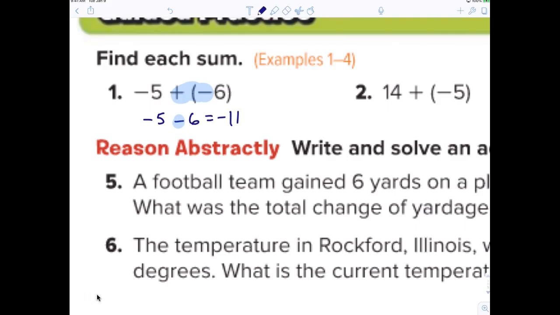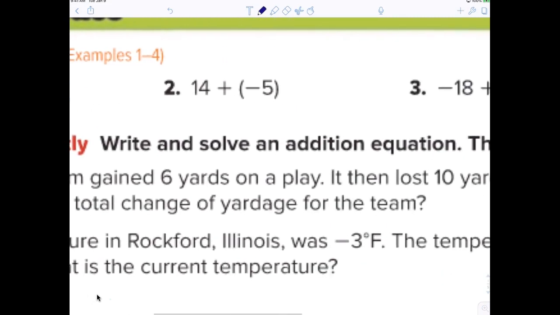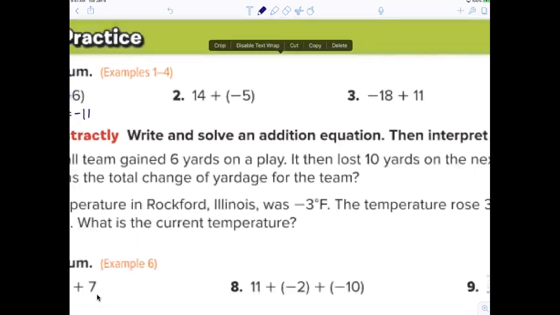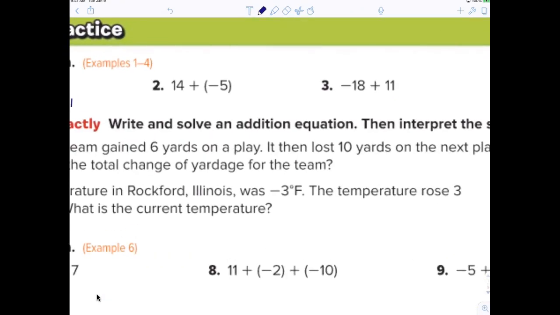But now, listen to me. I want you writing it just like I'm doing it. That's how I want it on your paper. In a few minutes, you'll know whether or not you understand. So here we go. Let's take a look at number 2. I would want you to write down 14.